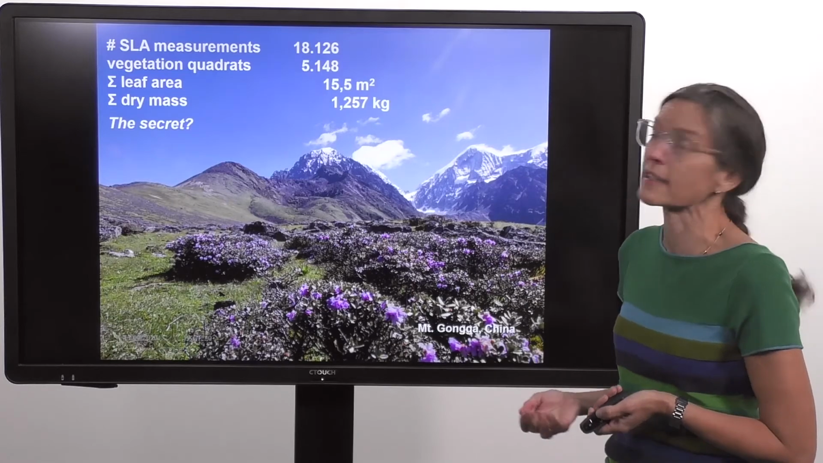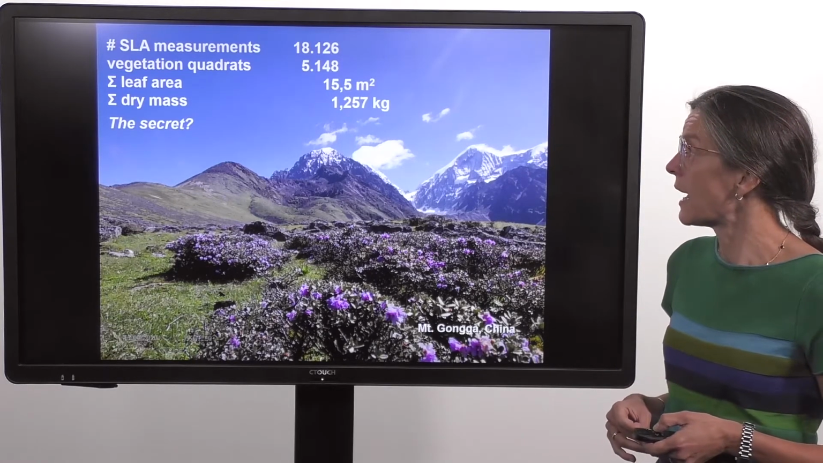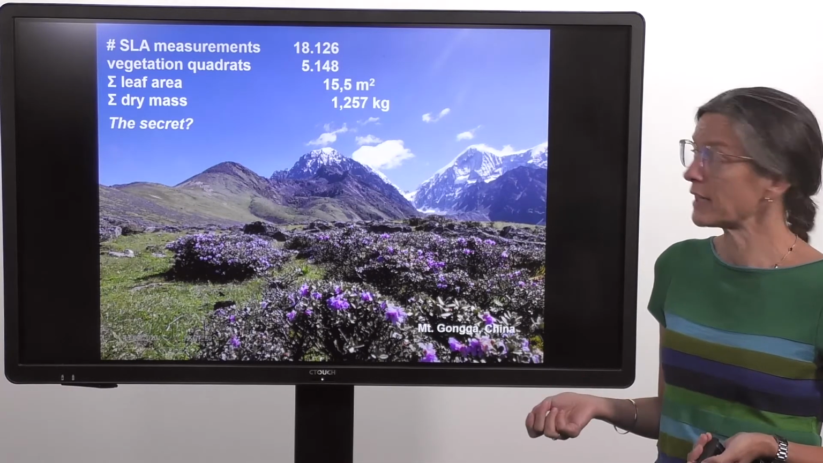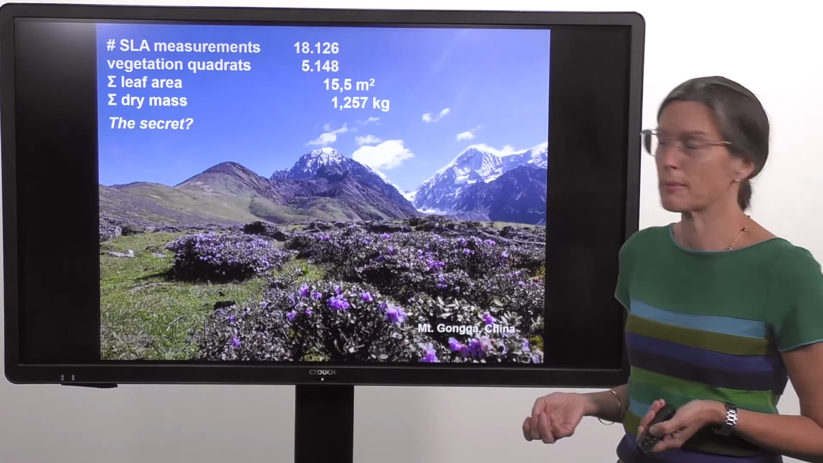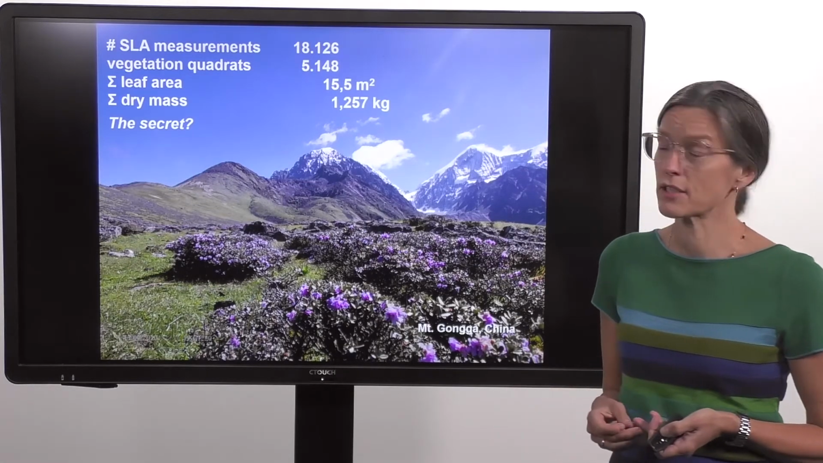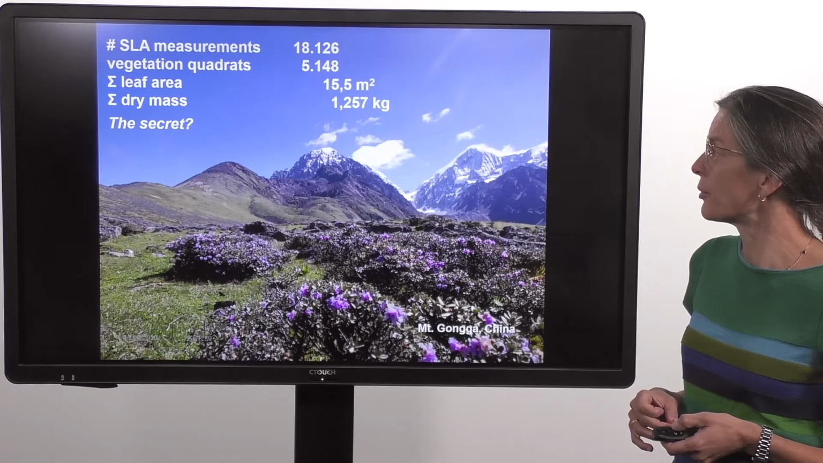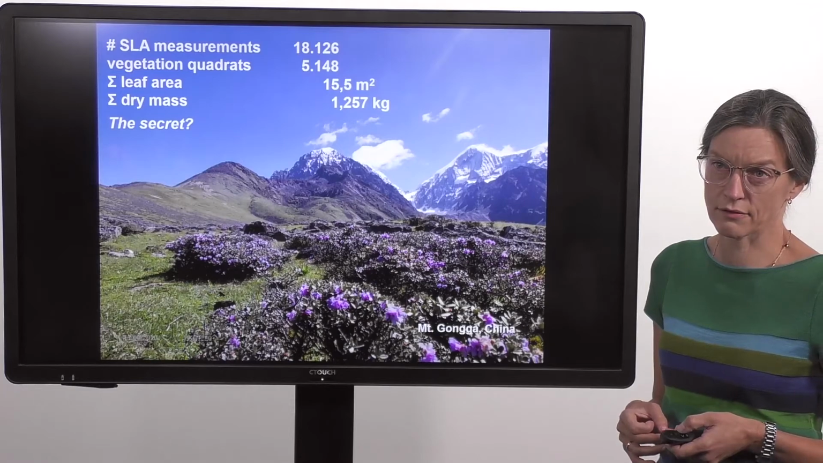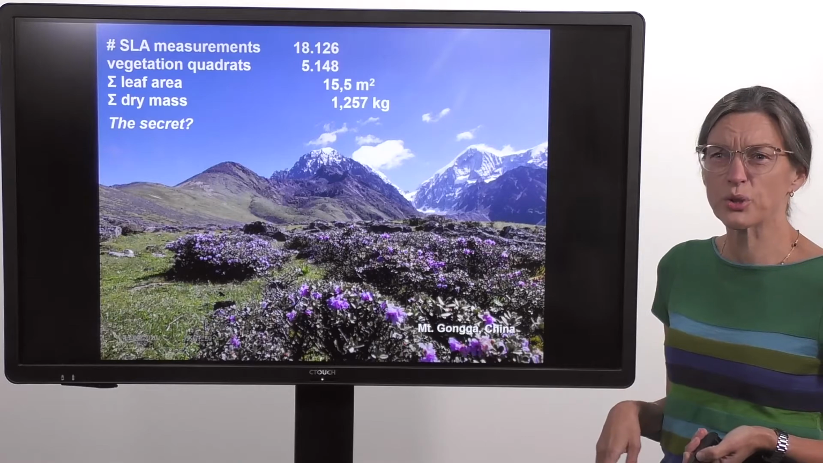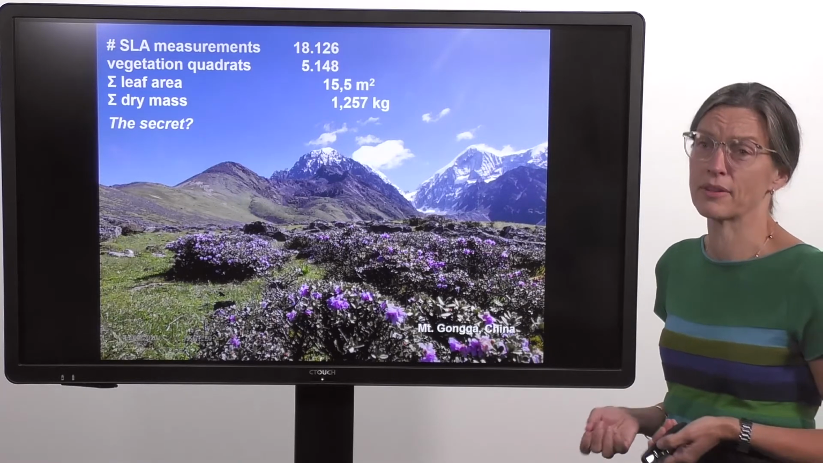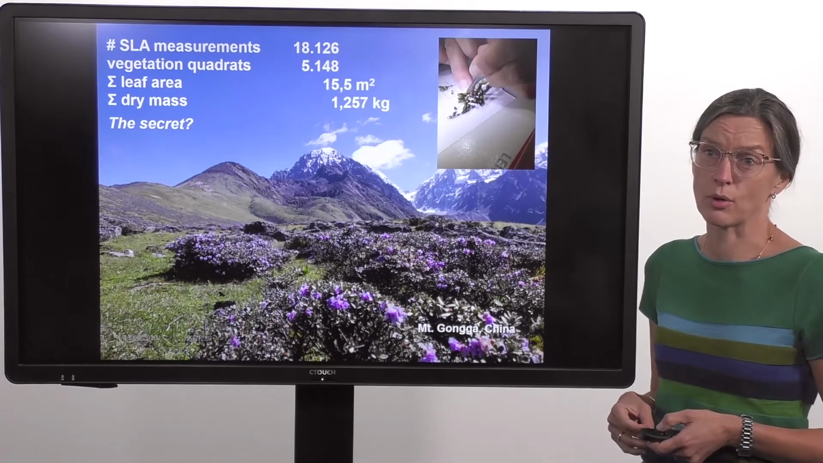some quick statistics. We have measured the specific leaf area of more than 18,000 leaves. We have surveyed more than 5,000 vegetation quadrats. We have scanned and measured more than 15 square meters of leaves. And we have collected 1.2 kilos of dry mass of vegetation that we have taken back for chemical analysis and so on. And if you're not too impressed by the last number, remember that we are working in the mountains here, and so some of the things that we are working with are quite small and quite hard to work with.